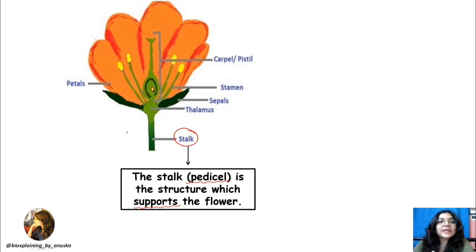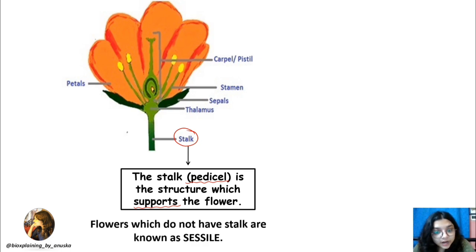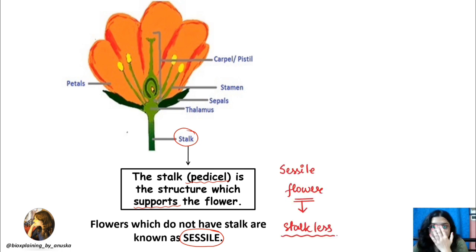Now, flowers can be categorized into two types based on whether the stalk is present or absent. In most of the flowers that we see, like hibiscus, like rose, these are all flowers containing a stalk. But there are certain flowers which do not have stalks in them. These are the flowers that we call sessile flowers. So sessile flowers are nothing but stalkless flowers, and we can have simple examples like rice, wheat, etc.